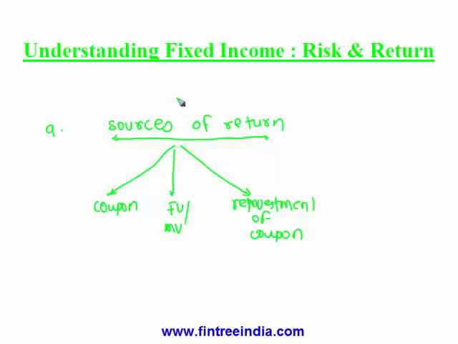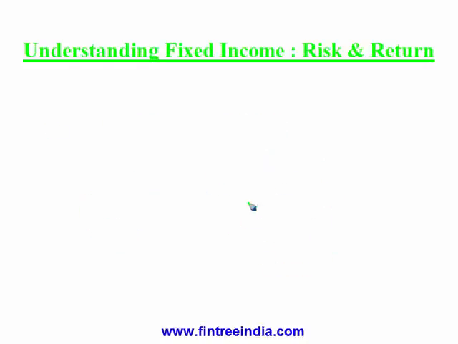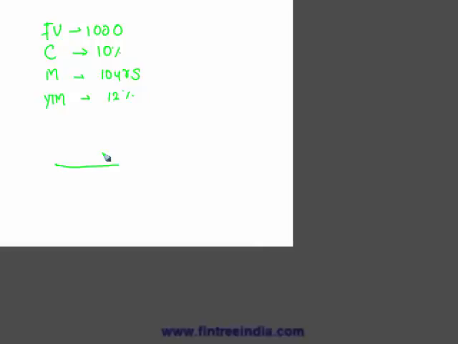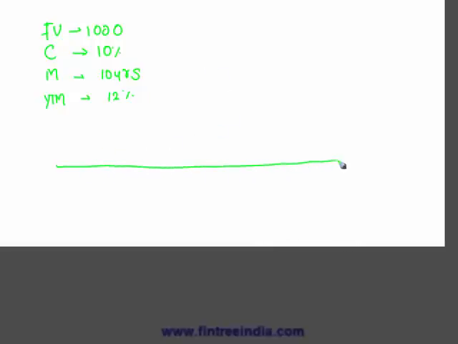Now we can do an example to understand this. Sources of return: the coupon, face value or market value, and reinvestment of coupon. Let us say we have a bond with face value of 1000, coupon rate of 10%, maturity of 10 years. So let's say we need one more variable, YTM at issuance, let us say 12%. So we decide to invest or purchase this bond.